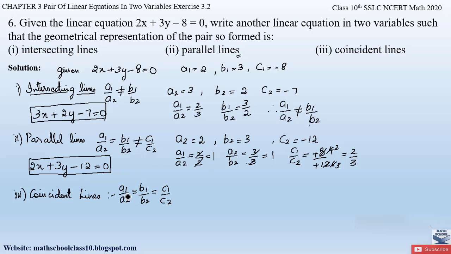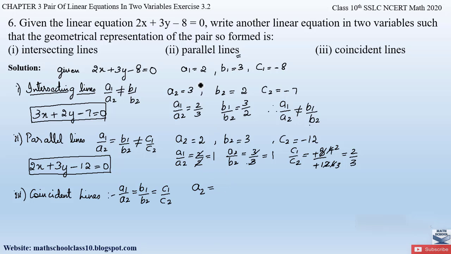So here again we have a1 by a2 we have to make equal to b1 by b2 like our previous condition for parallel lines. Here we took a2, b2 value exactly equal to a1, b1 value. This is the one method. Or the second method is you can take same multiple of a1 and b1. Like if you multiply a1 by 2, you have to multiply b1 also by 2 to get a2, b2 values, right? So let us multiply a1 with 2 and b1 with 2 to get a2 and b2 values.